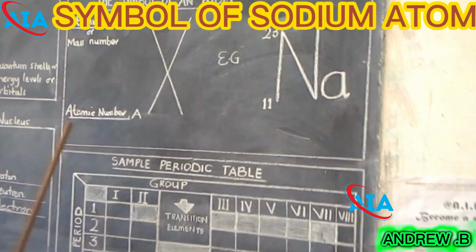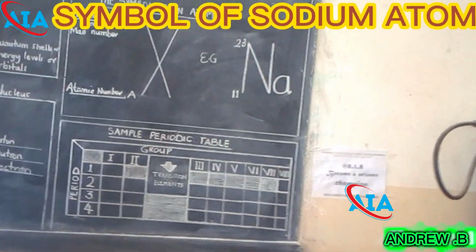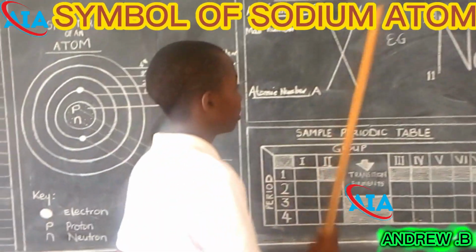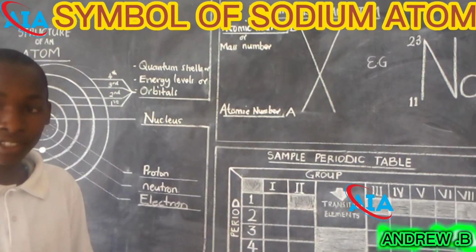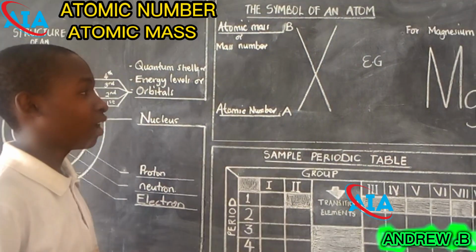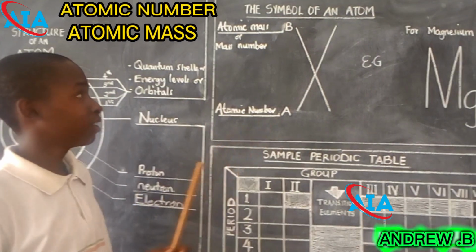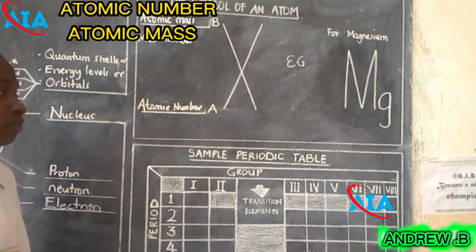Atomic number is got from the number of protons in the nucleus of an atom, and the atomic mass is the sum of the number of protons and the number of neutrons in an atom. Now, how would the magnesium atom look like with a mass of 24 and the atomic number of 12?